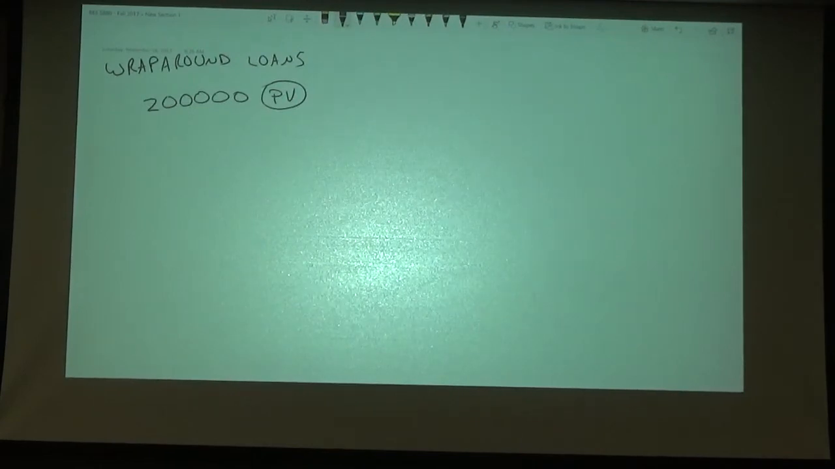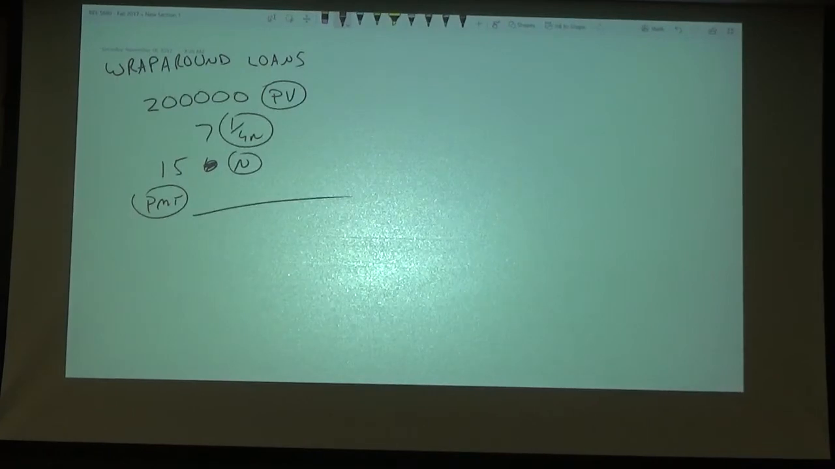Okay. So, in this case, let's say that we've got a $200,000 mortgage and an interest rate of 7% and a term of 15 years. So start off, let's get our payment per year? Yep. Okay, so that gives us 1797.66.